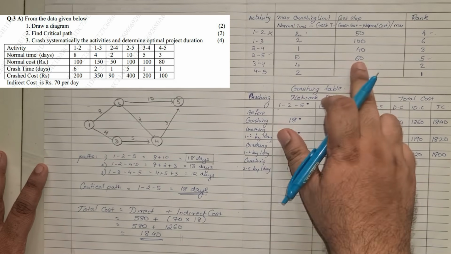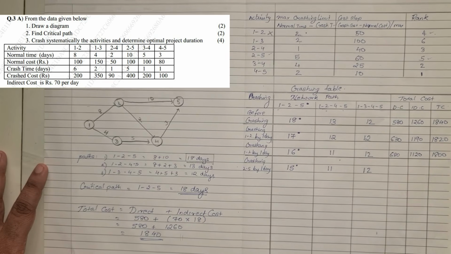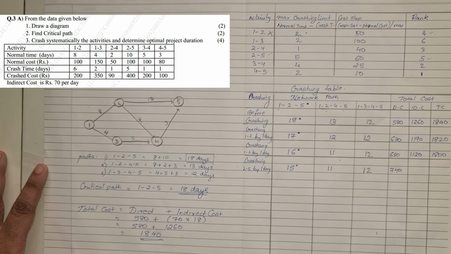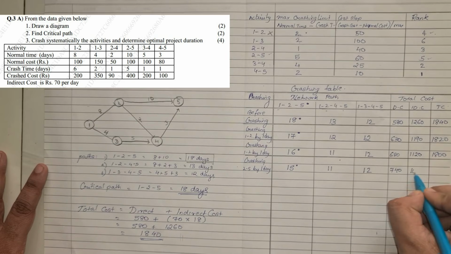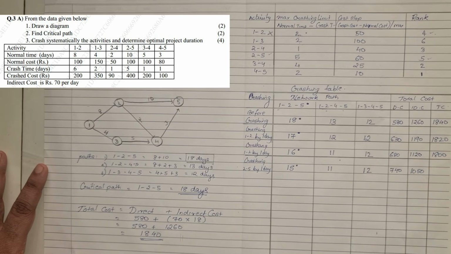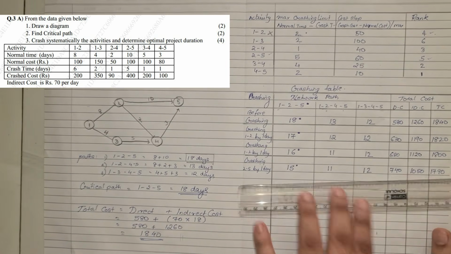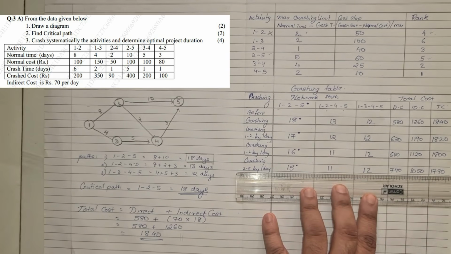Now for activity 2-5, the cost is 60 rupees. So 680 plus 60 becomes 740. And from 1120, we subtract 70, so that becomes 1050. Plus 740, our total cost becomes 1790. Still reducing. We need to solve it further. One more time, we need to crash it down.